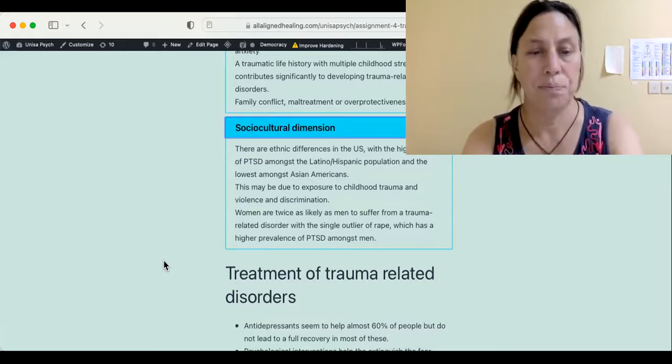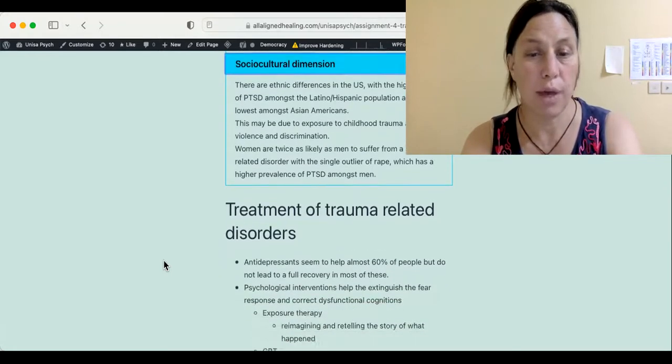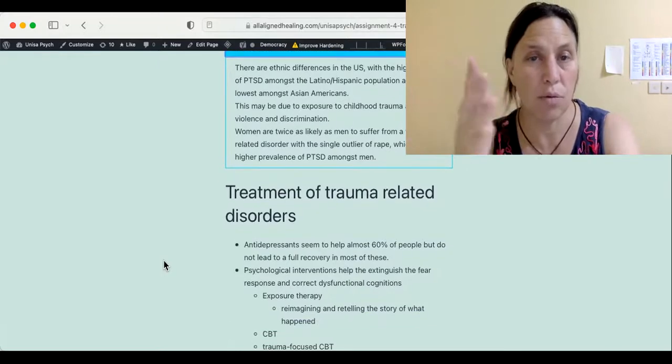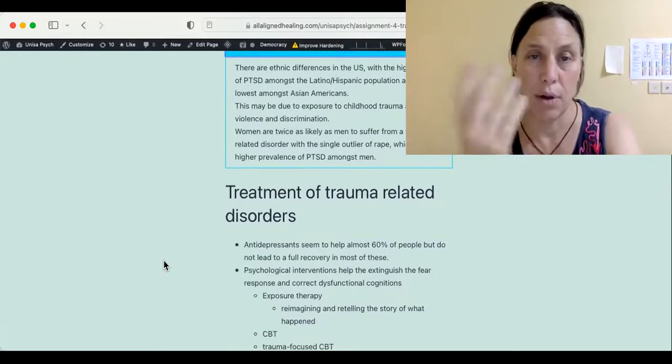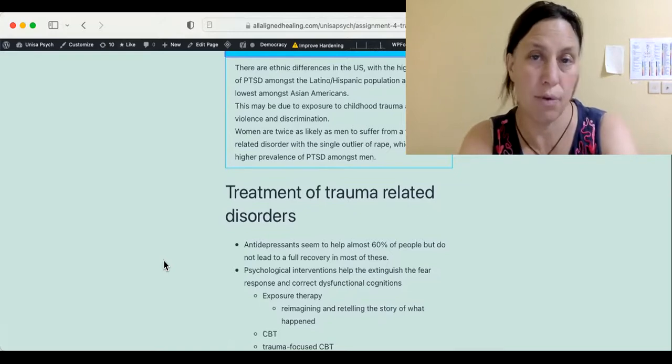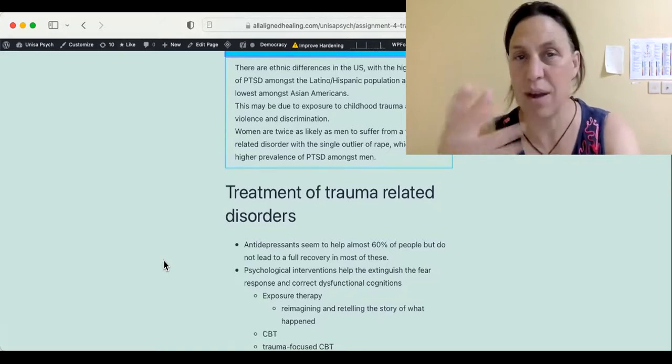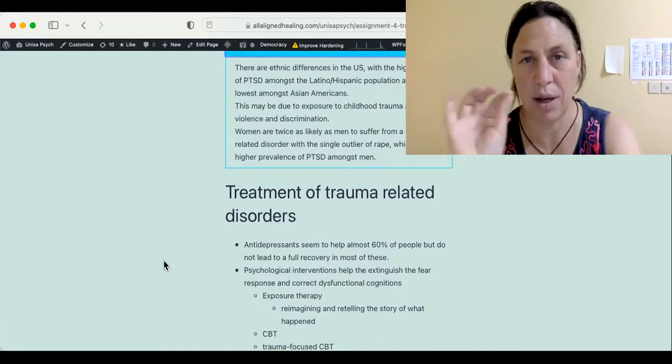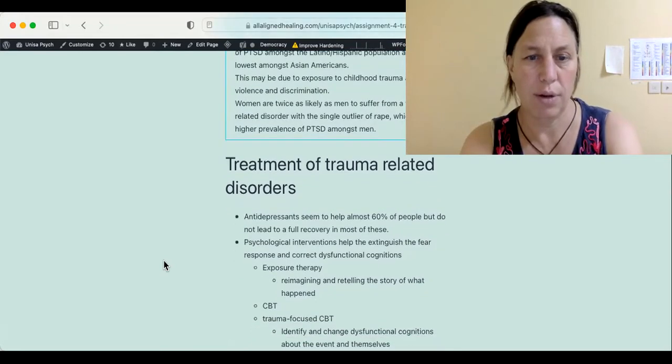Treatment of trauma-related disorders. Antidepressants seem to help about 60% of people, but most of these people do not get a full recovery from antidepressants, and there were various other medications that didn't seem to really be concrete.